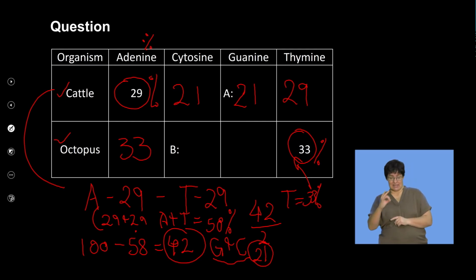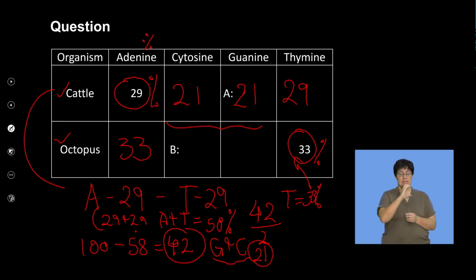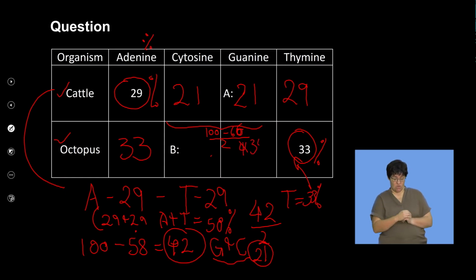And so it would mean that collectively these two, guanine and cytosine, have 100 subtract 66. And we divide that by 2, and we can very quickly do that. So 100 minus 66 is 34, my bad. And if we divide that by 2, it gives us a percentage of 17% in each one of these.